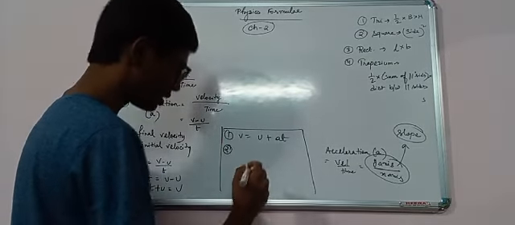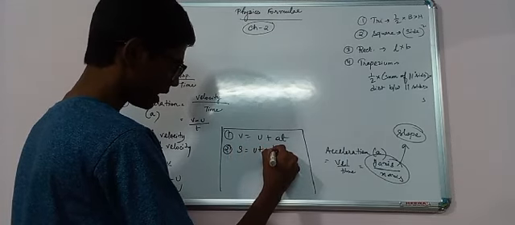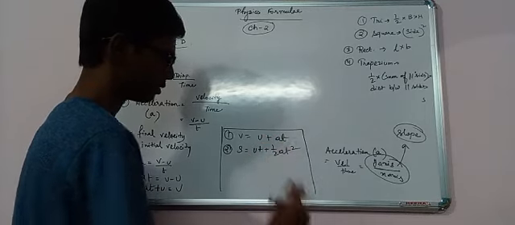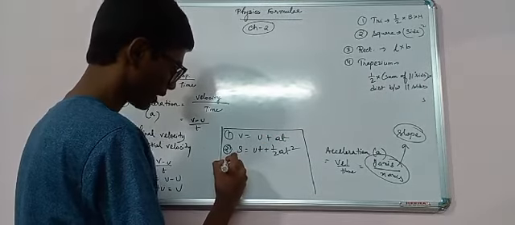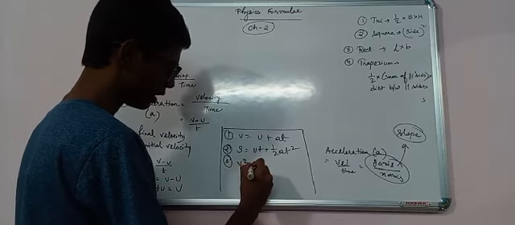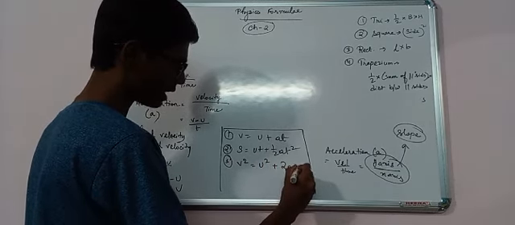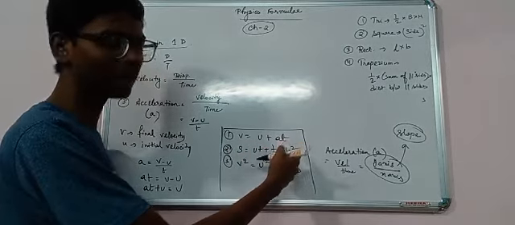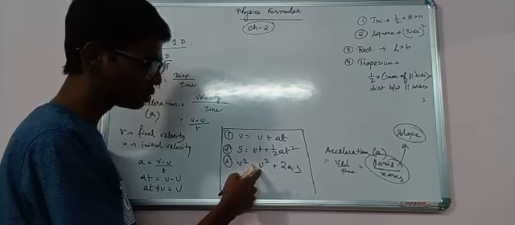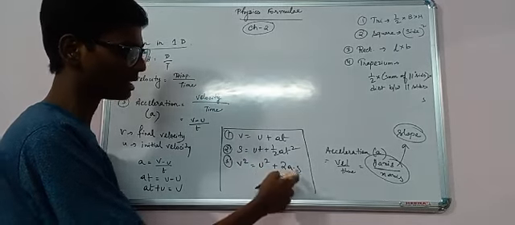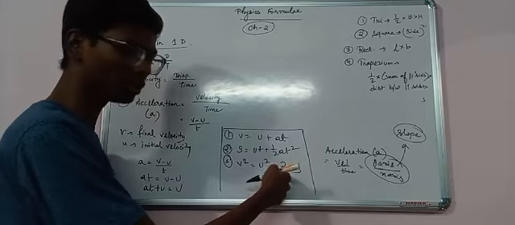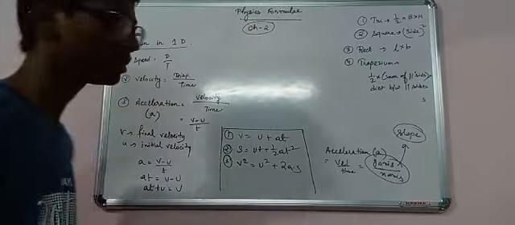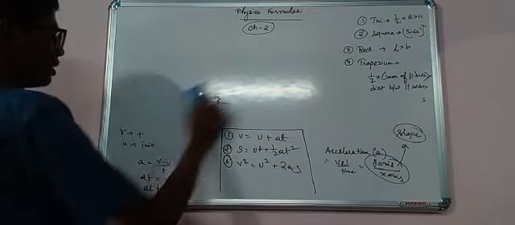Next formula, very important, it is of distance. S equals ut plus half at square. This derivation I will not be able to show because it's a big one. You can see it in that video. And the third formula is v square equals u square plus 2as. S is distance, u is initial velocity, and half into acceleration into time square. Final velocity square equals initial velocity square plus 2 into acceleration into distance. Done? Nothing much to explain here. This chapter is over.